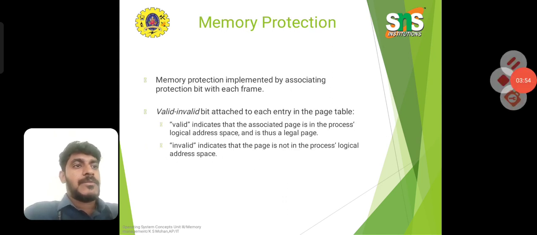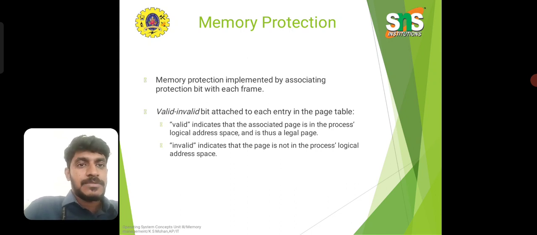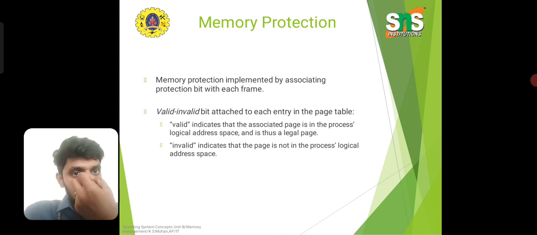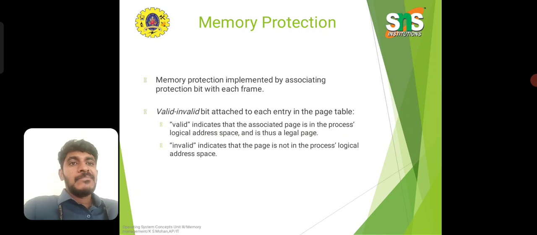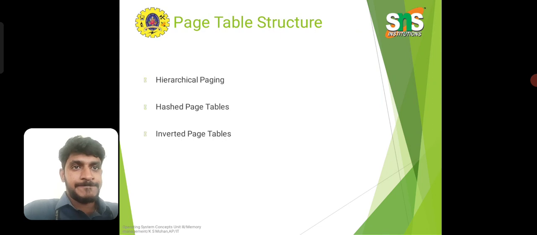Then memory protection. Memory protection is implemented by associating a protection bit with each frame. A valid-invalid bit is attached to each entry in the page table. Valid indicates that the associated page is in the process's logical address space and is thus a legal page. Invalid indicates that the page is not in the process's logical address space. We can see the memory protection here: the valid and invalid bit in a page table, with pages 0, 1, 2 up to 5 and their frame numbers.